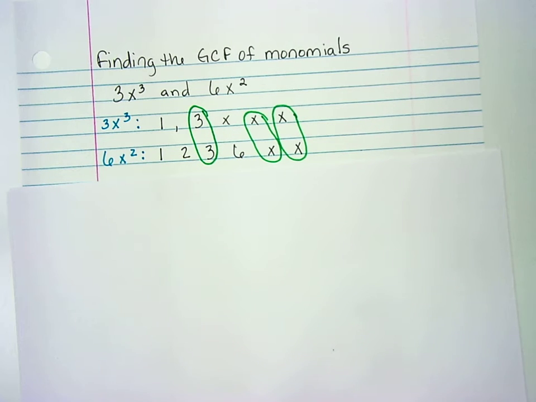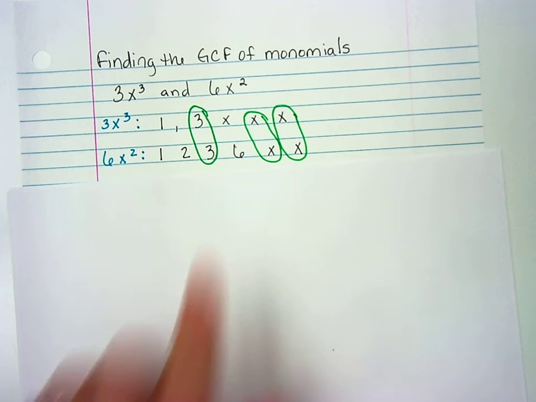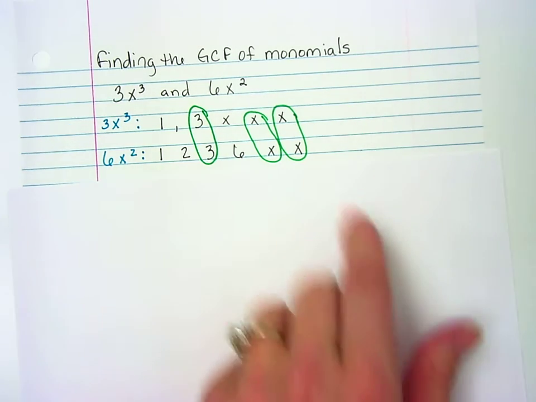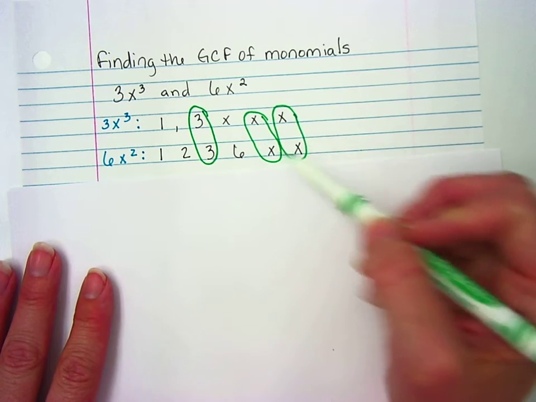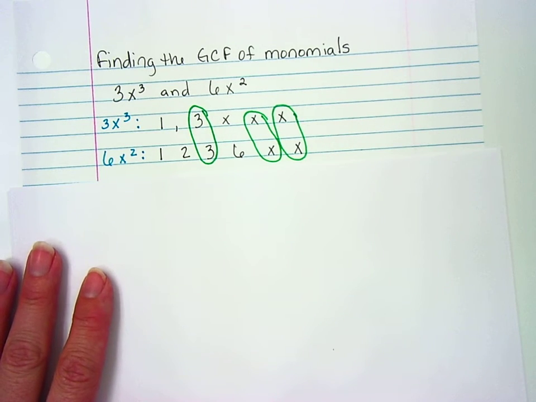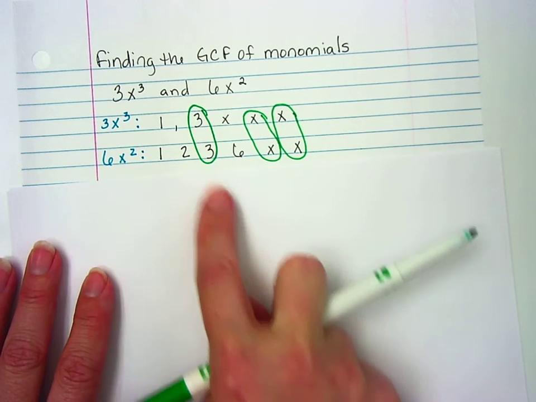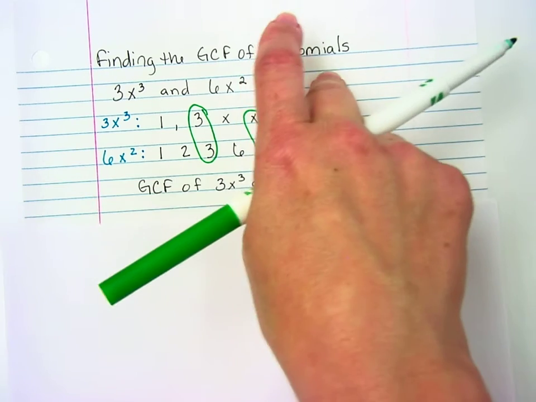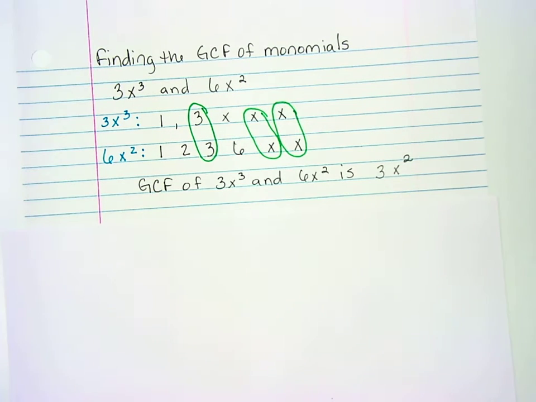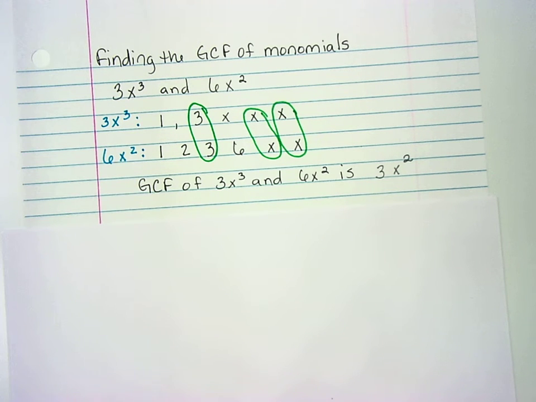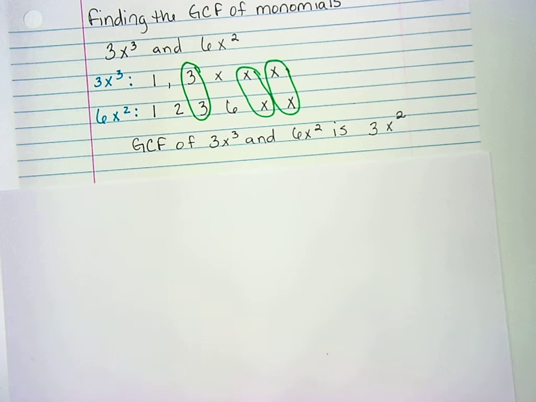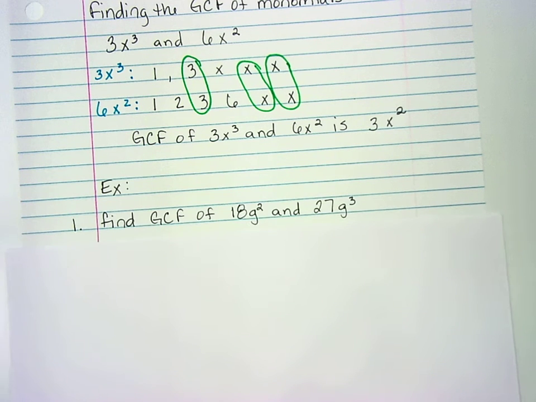The greatest common numerical factor would be 3, but notice that on the top you have 3 x's and on the bottom you have 2. Together they both share 2 x's. So I can say that the greatest common factor of these monomials would be 3x squared, because that is a factor that both of these two terms share, they have in common. Okay?